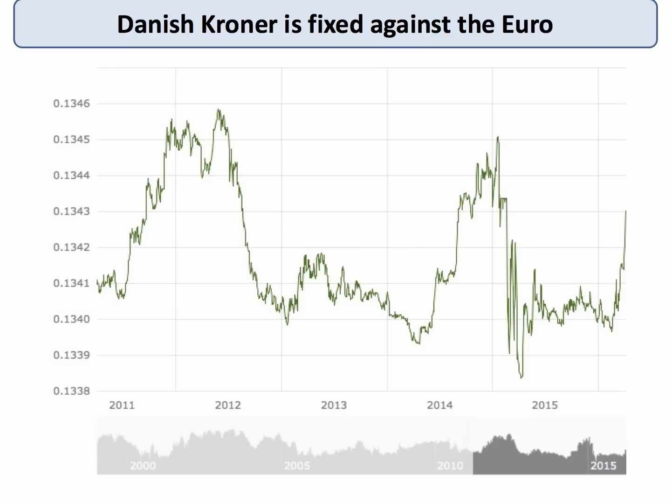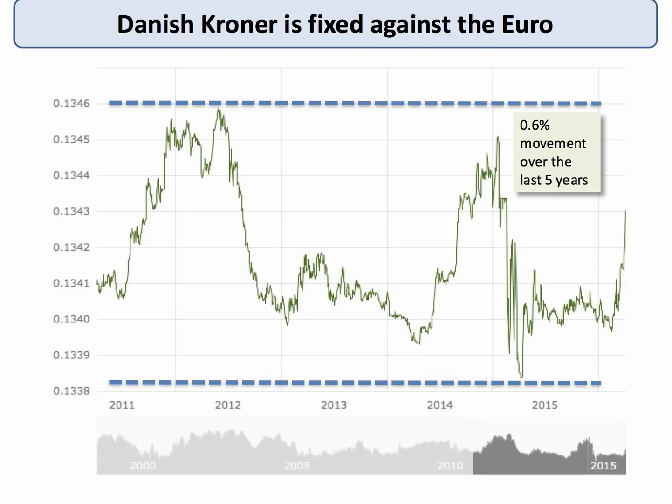Well, of course, look at the scale on the y-axis. It looks like a volatile currency, but actually, if I just superimpose some numbers, the Danish currency against the euro has fluctuated 0.6%. I've done the maths, by the way, against the euro over the last 5 years. In other words, it's basically been fixed.